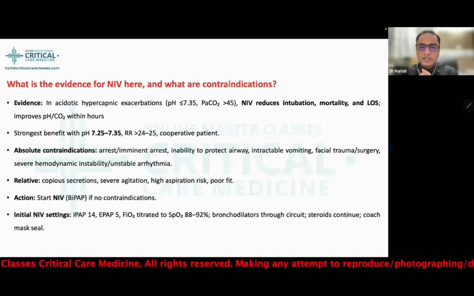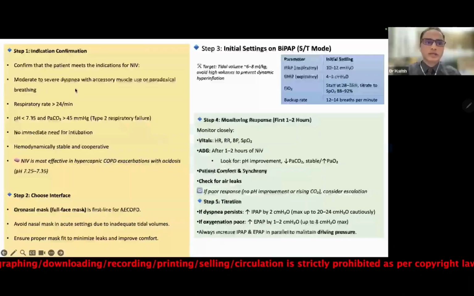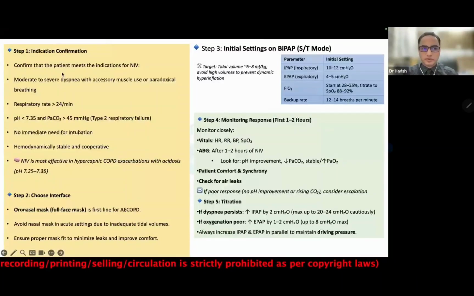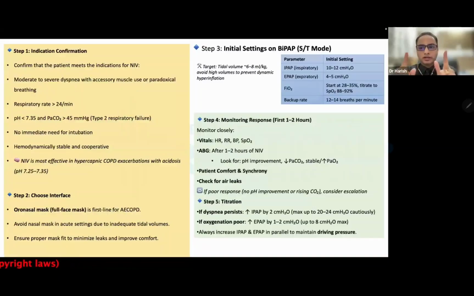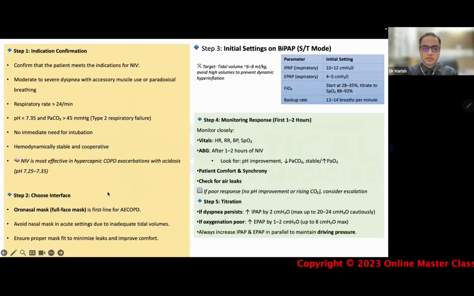Achieve a proper mask seal. They will definitely ask how you are going to initiate NIV. What are your settings of NIV? Once the indication is confirmed, confirm that the patient meets the indication for NIV: moderate to severe dyspnea with accessory muscle use or paradoxical breathing, respiratory rate more than 24, pH less than 7.35, PCO2 more than 45 with type 2 failure. No immediate need for intubation, hemodynamically stable, cooperative. That is what our patient has. NIV is most effective with a pH of 7.25 to 7.35.